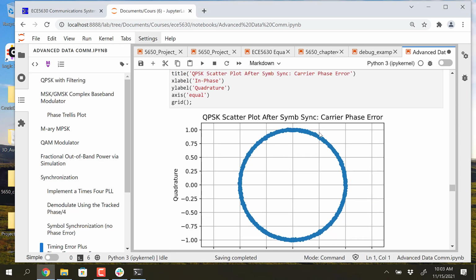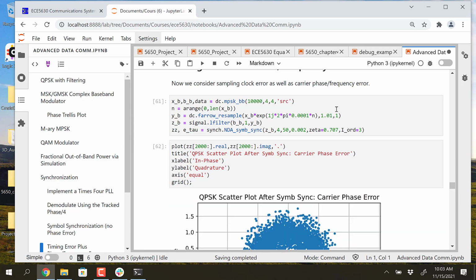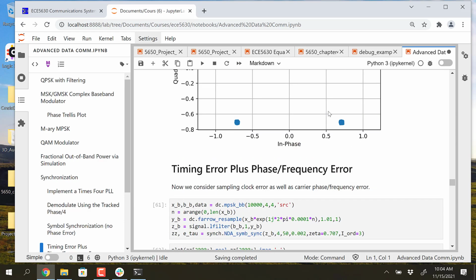If it was not syncing, if I was not able to make that happen, like suppose I make this too big so the loop can't track it, make the resampling clock too big, then I get more of a donut. It's not actually being able to synchronize to it. See that? It's just like, I can't find it. And I could make the loop bandwidth wider and it might be able to find it. I'm not going to mess around with that, but is this making sense though?